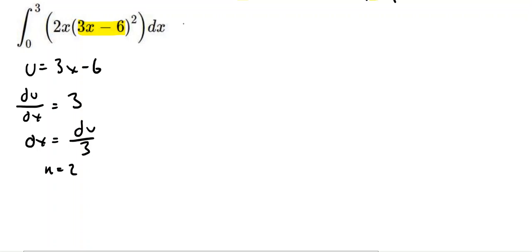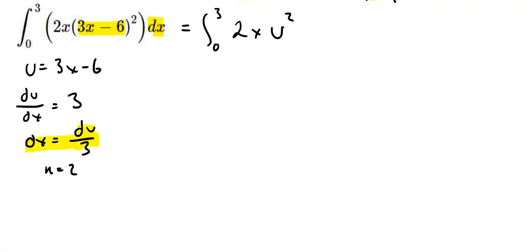So I can rewrite this as the integral from 0 to 3 of 2x, and then 3x minus 6 becomes my u squared, and dx is du over 3. So we have du over 3. All right, so let's take the 2 and the 3 and move them outside.